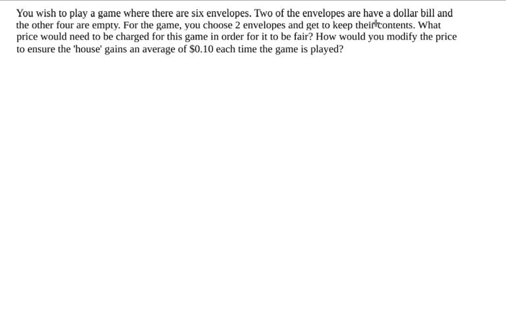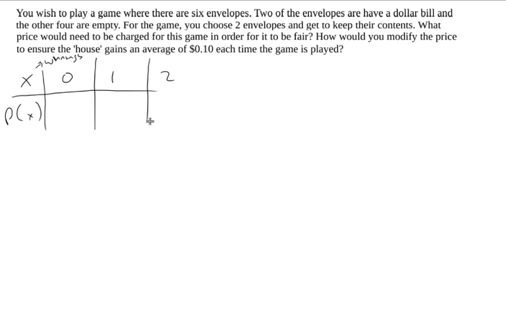So let's think about what our random variable should represent. To me, it seems like we're talking about being able to keep the contents. These are each dollar bills. I would say X should be the amount of money you're winning, or your profit. Well, I'm just going to call it the winnings here. So your winnings, you could get both envelopes where neither of them have a dollar bill in them. You could get one envelope, or you could get both envelopes where they have a $1 bill in them. So your winnings could be 0, 1, or $2.